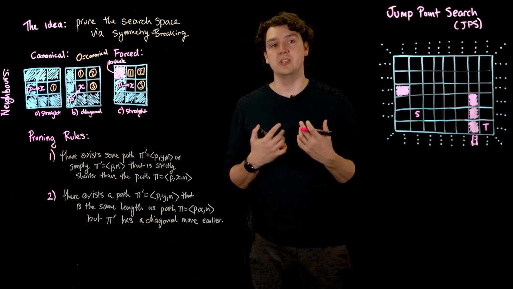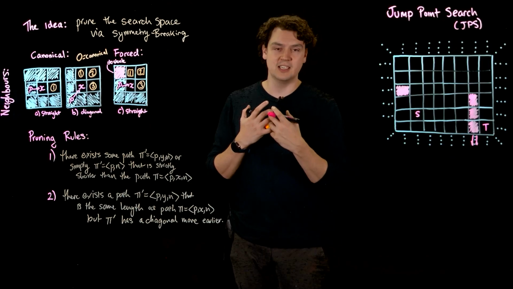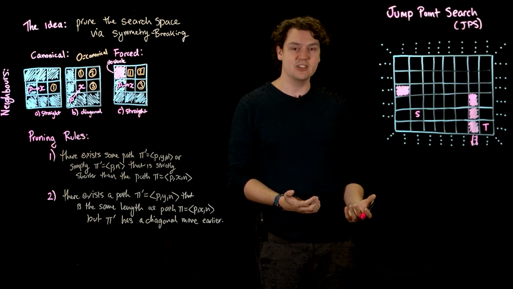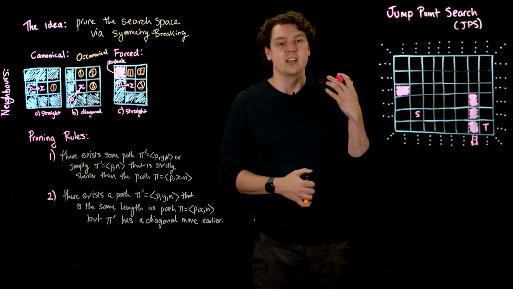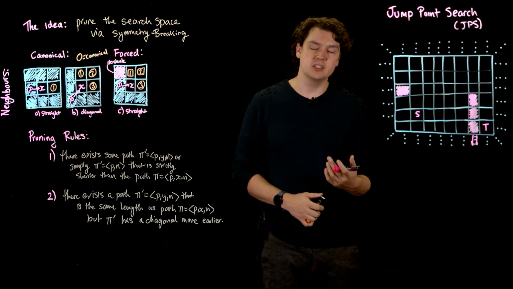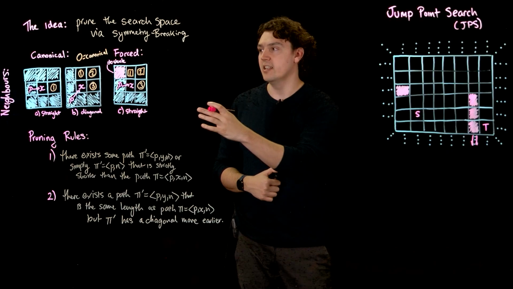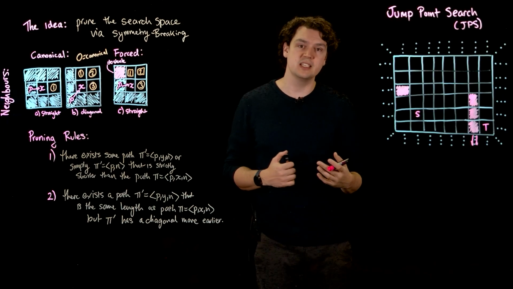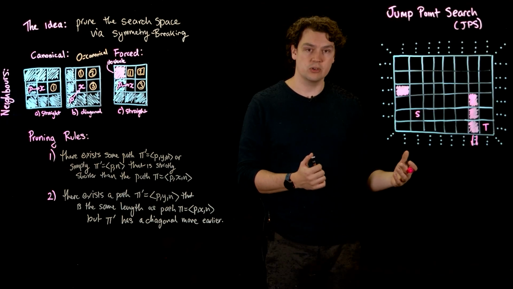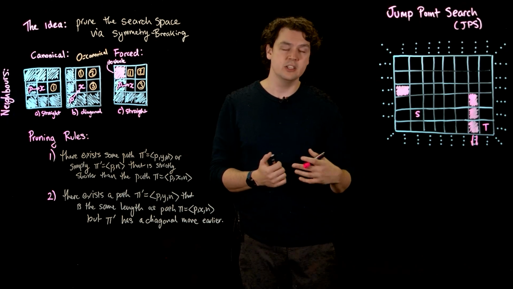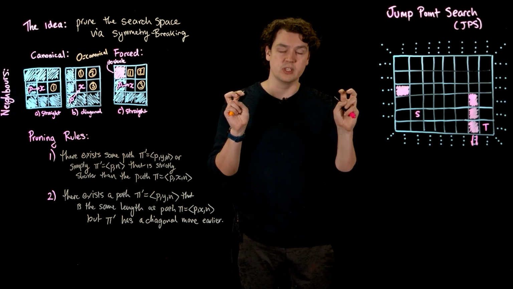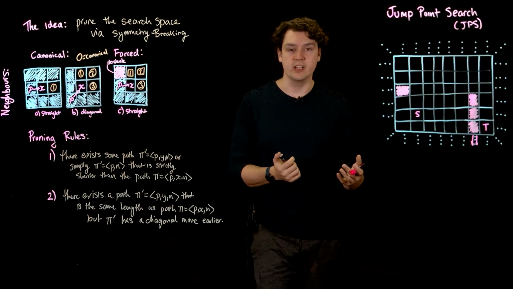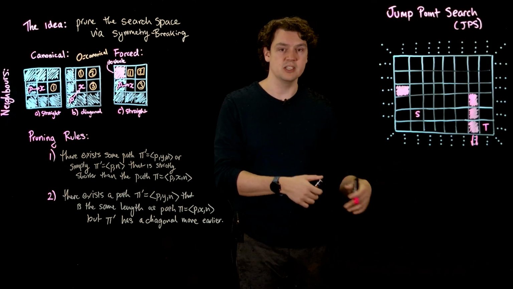Okay, so let's dive into jump point search. What is going to be happening? Jump point search is employing these canonical and forced rule sets in order to scan across the whole map quickly to identify only jump points, right? We're going to be essentially pruning large swaths of the search space away.